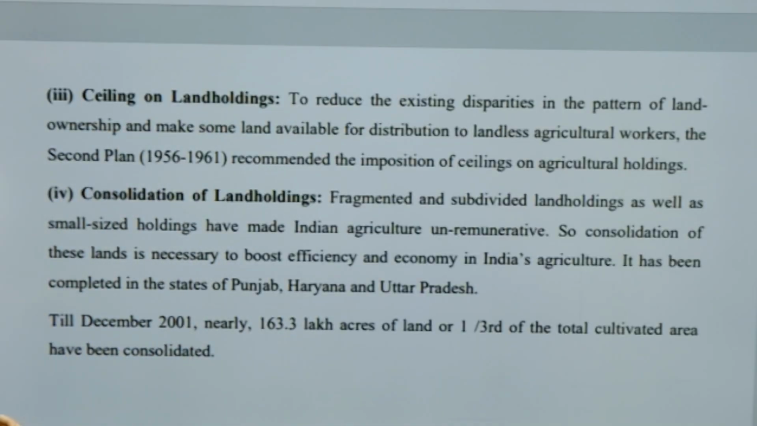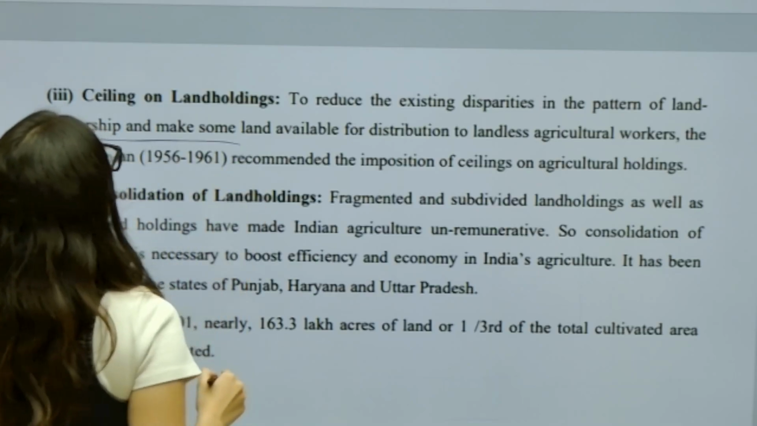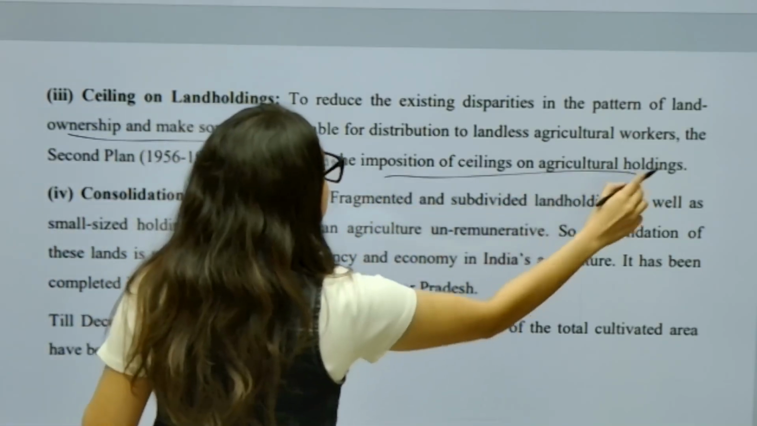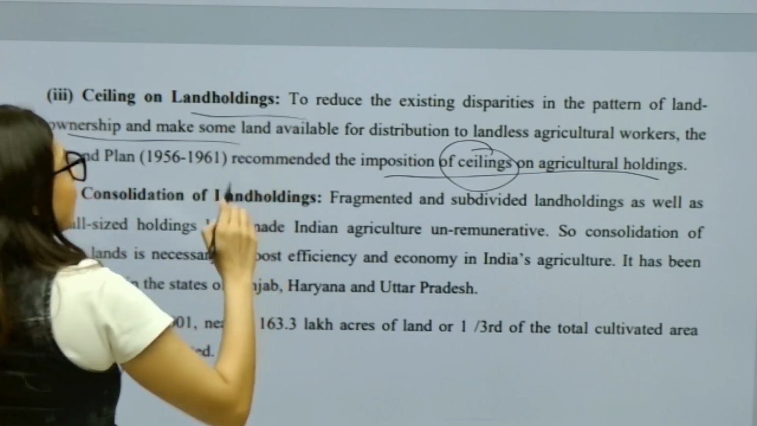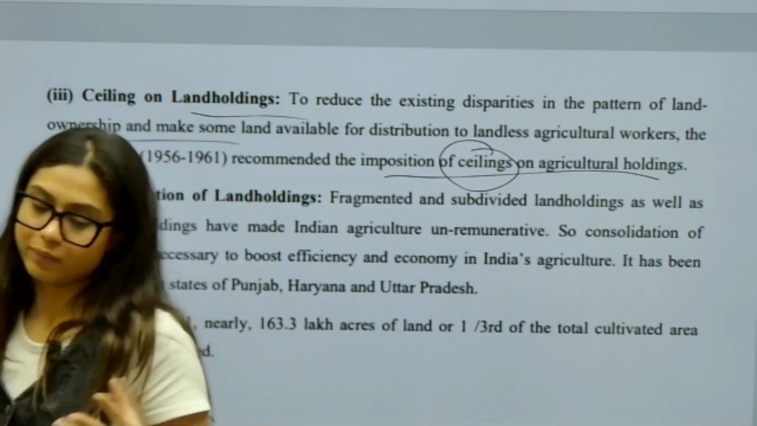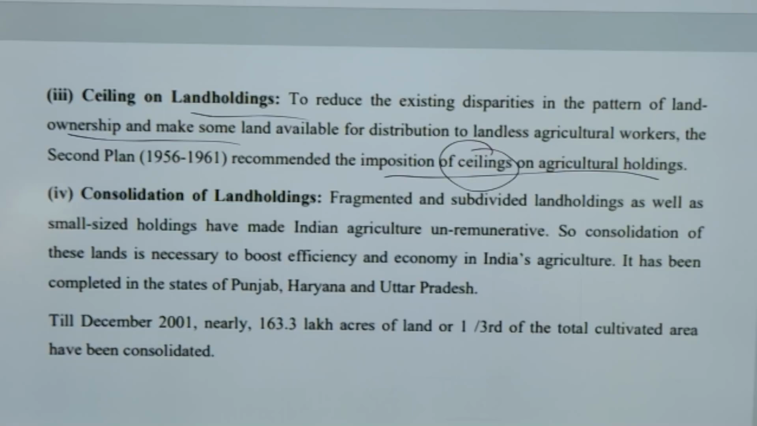Then comes land ceiling on land holdings, to reduce the existing disparities in the patterns of land ownership and make some land available for distribution to landless agricultural workers. The second five-year plan recommended the imposition of ceilings. So some part of the land was ceiled and the other part could be used for any purposes. So this was land ceiling.